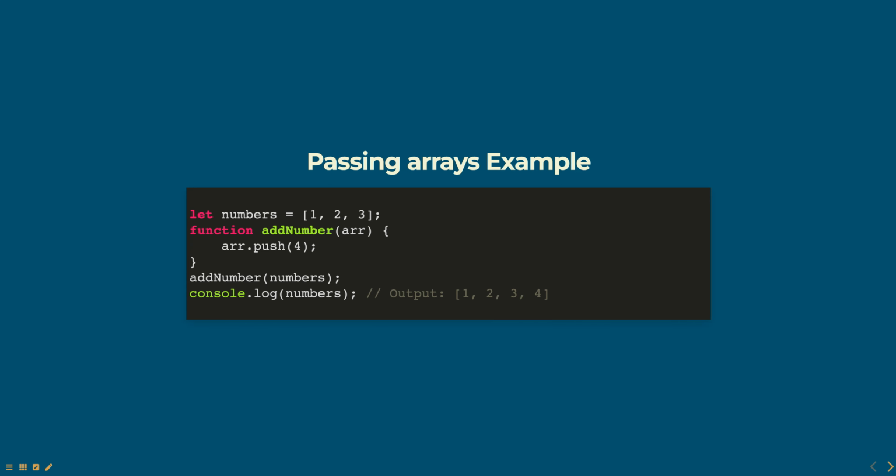It is important to keep in mind that when you pass an array to a function, any changes made to the array inside the function will be reflected in the original array, because the function has access to the same array object.